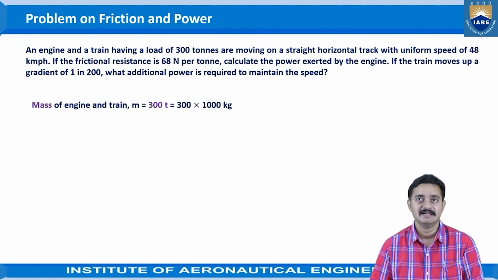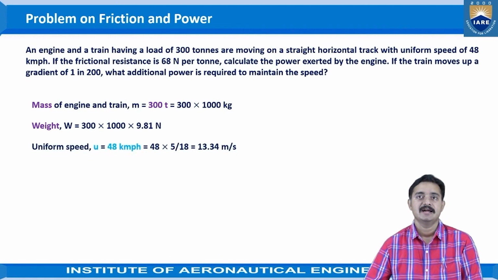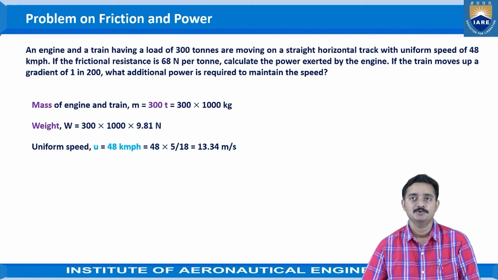So, as per the given data, the mass of engine and train M is equal to 300 tons. So, that gives 300 into 1000 kg. So, weight can be represented as W is equal to 300 into 1000 into 9.81 newtons. And the uniform speed U is given as 48 kilometers per hour. If we convert that into meters per second, we will obtain 13.34 meters per second.